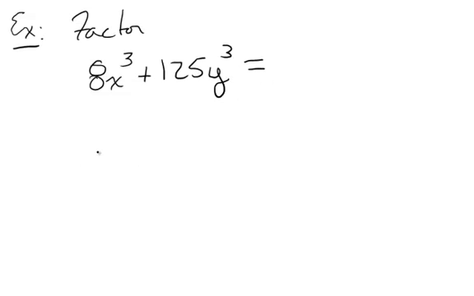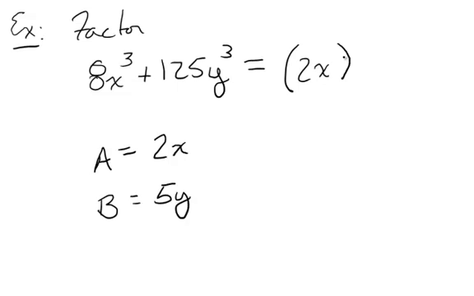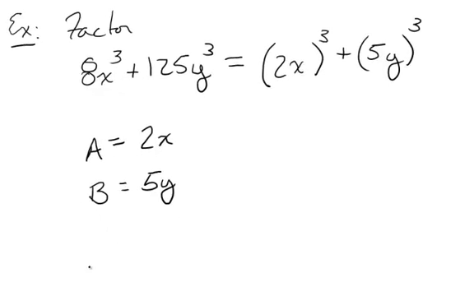In this case, a is what? What is the number that's getting cubed? What number here on the left is being cubed? It would be 2x. Okay. And in this case, b is what? In this case, b is 5y. So in factoring this sum of perfect cubes, let's rewrite it as 2x cubed plus 5y cubed. Okay. Down below, I'm going to rewrite the formula for the sum of perfect cubes.